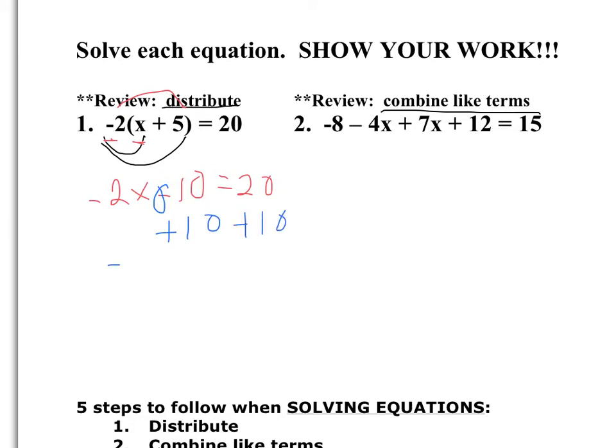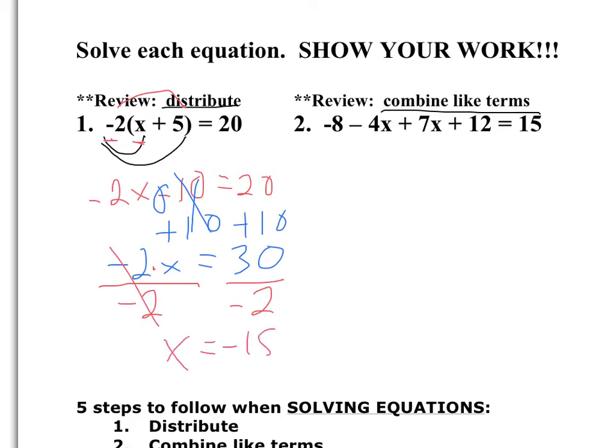That gives you minus 2x, and those 10s cancel out. Minus 2x equals 30. And then lastly, we undo this multiplication with division. We're going to divide by the number in front of the variable, which is negative 2. We do that to both sides. After our 2's cancel, x equals negative 15. And if you're not confident with your answer, go ahead and plug that back in and see if it works out. Okay, so that's distribution.